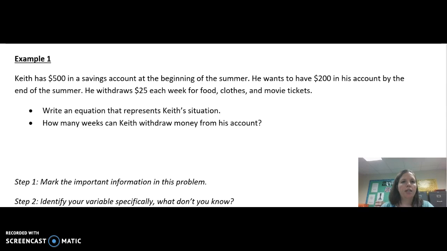So this example says Keith has $500 in his savings account. He wants to have 200 by the end of the summer, and he's going to take out $25 each week for food, clothes, and tickets. We're going to write the equation, and then we're going to answer the question for how many weeks can Keith withdraw his money from his account.